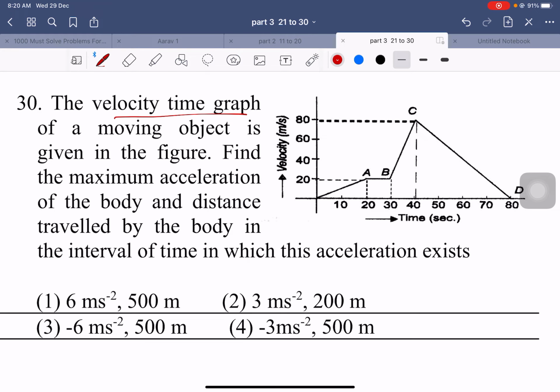Find the maximum acceleration of the body. Okay, acceleration. So we know that slope of VT graph is acceleration. Acceleration is maximum when the slope is maximum. Okay, where is the maximum slope? Slope of BC is maximum. You see, so here you have a lesser slope. Here you have 0 slope. Okay, when you compare it to CD and BC, so this line has the maximum slope, correct now? So slope of BC is maximum.